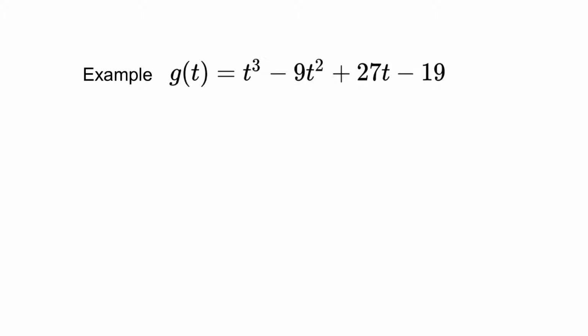Now we're going to find the stationary points of our function g of t. We need to find our stationary points first and then determine their nature. So our first step when finding a stationary point is finding when their derivative is equal to 0.